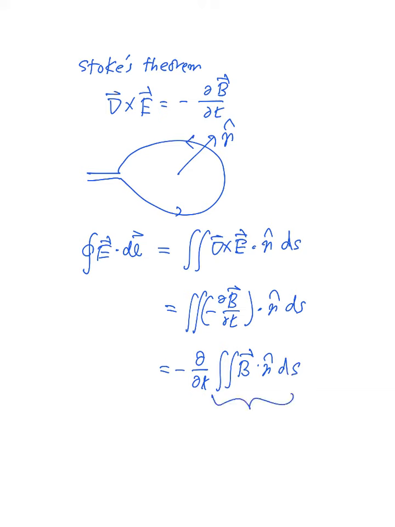So the surface integral of the magnetic field on the surface is called the magnetic flux enclosed by a closed curve. So if the magnetic flux is time varying, a function of time, then its derivative gives the induced voltage across the loop.